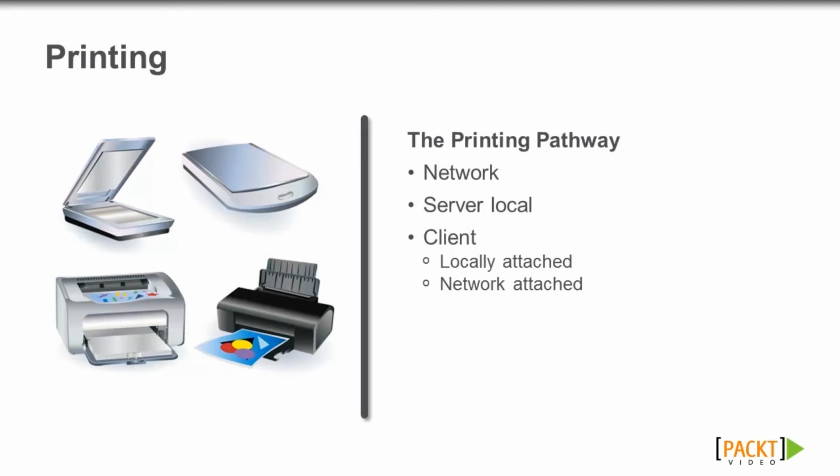In XenApp, print jobs can take two different pathways, through the network or through the client. The term network printing pathway refers to print jobs that are routed from the farm server hosting the user's session to a print server and spooled remotely. The term server local printer refers to a configuration that uses the network printing pathway where printing devices are attached locally to a XenApp farm server. The term client printing pathway refers to print jobs that are routed over the ICA protocol through the client device to the printer, either a printer connected directly to the client device or connected through a print server, and spooled on the Citrix Online plugin.